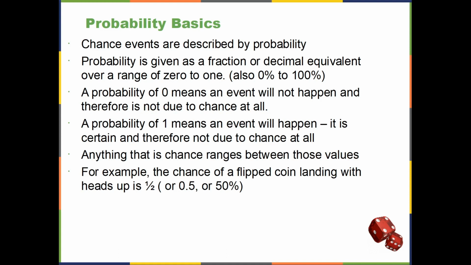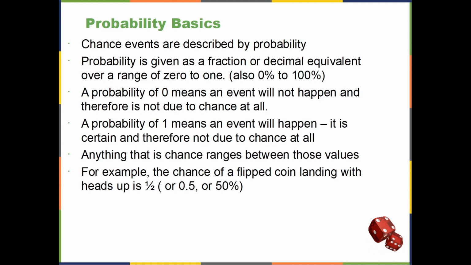So chance events are described by probability. Probability is a given fraction or decimal equivalent over a range 0 to 1. A probability of 0 means that an event will not happen, right? And therefore is not due to chance at all. And a probability of 1 means an event will happen. It is certain and therefore not due to chance at all.